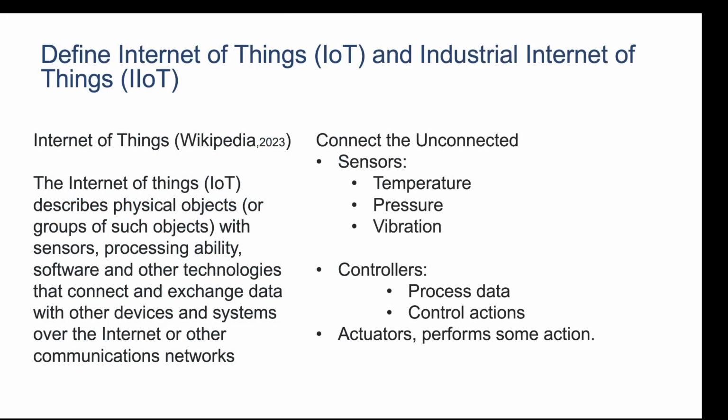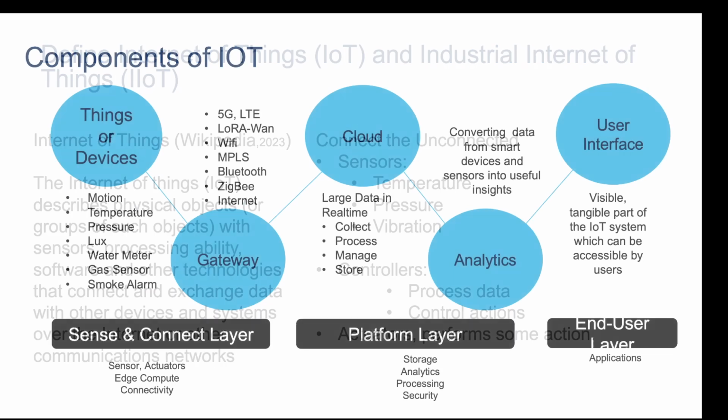If we look at the definition of IoT and industrial IoT, IoT, as per Wikipedia 2023, describes physical objects or groups of such objects with sensors, processing abilities, software, and other technologies that connect and exchange data with other devices and systems over the internet or other communication modes. So basically, we are trying to connect the unconnected. It can consist of sensors, controllers, and actuators from the OT side.